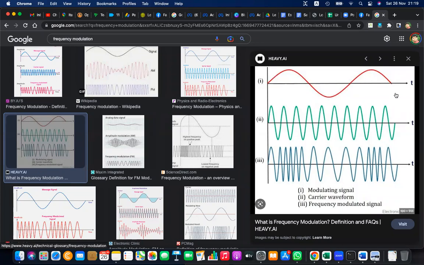Likewise, you are changing the frequency of this high frequency signal, and this signal can travel a long distance. That is the idea of frequency modulation. I hope you got the point. That is frequency modulation, or FM. Okay, I hope that is clear enough. Let's move to the next part.